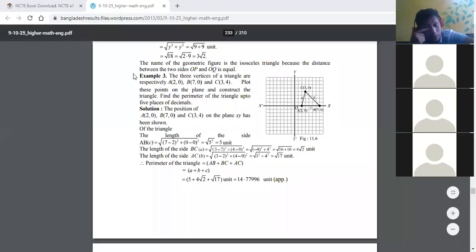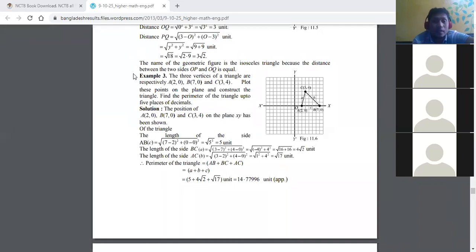example 3, we are going to learn example 3 here. You can see 3 vertices of a triangle are respectively at A(2, 0), B(7, 0) and C(3, 4). The question says plot the 3 points on the plane and construct the triangle. Find the perimeter of the triangle up to 5 places of decimal. I told you some minutes before that if you know the distance formula, you can find out the area of any different shape of geometric figure. So this is a practical application.